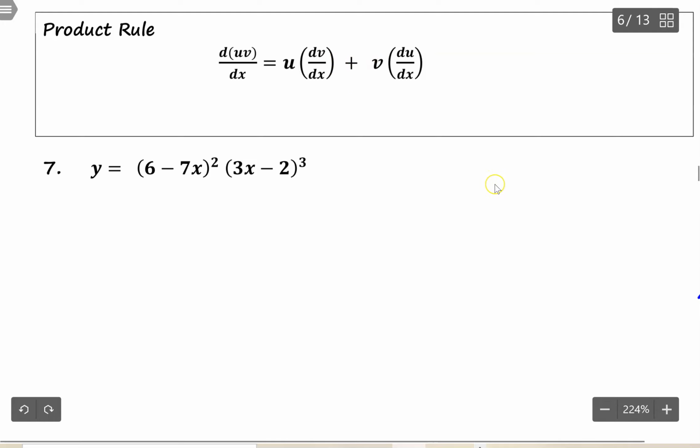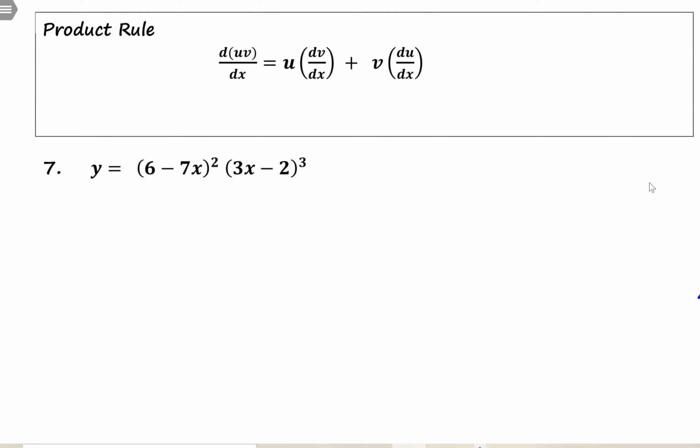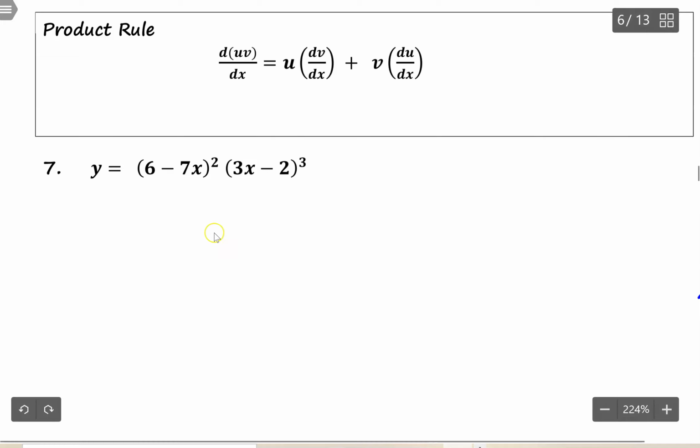All right. But to be consistent and to avoid unwanted errors, I just want to be consistent in this case, and I will identify 6 plus 7x, all of it to the exponent 2 as u, and then I identify 3x minus 2, all of it to the exponent 3 as v.